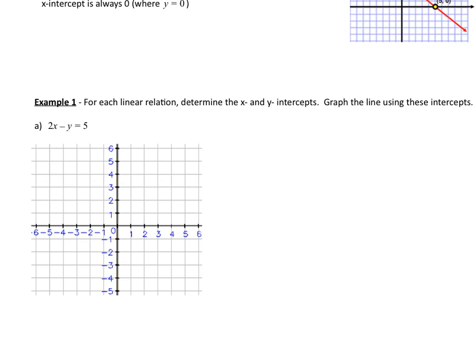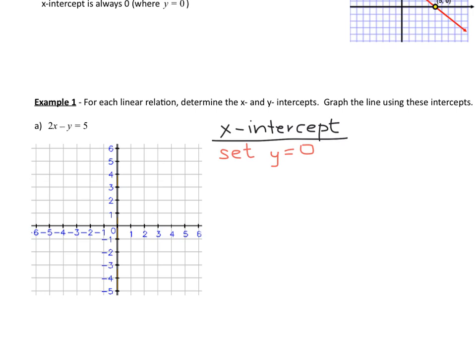So in this first example, we have an equation given to us, 2x minus y equals 5. We are going to use this equation to algebraically calculate or determine the x and y intercepts. So let's start with the x-intercept. We know that when we are dealing with an x-intercept, the corresponding y value is going to be 0. So knowing this, I can set y equal to 0 in my equation.